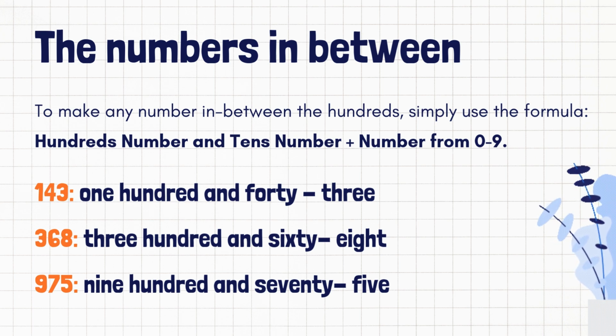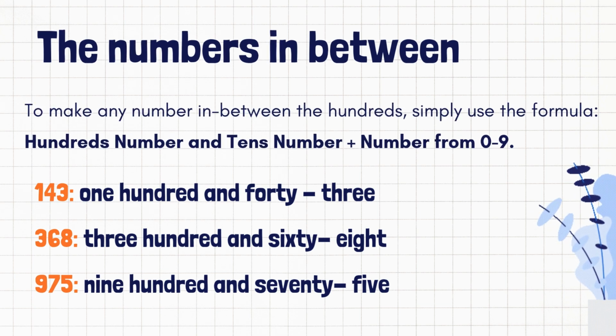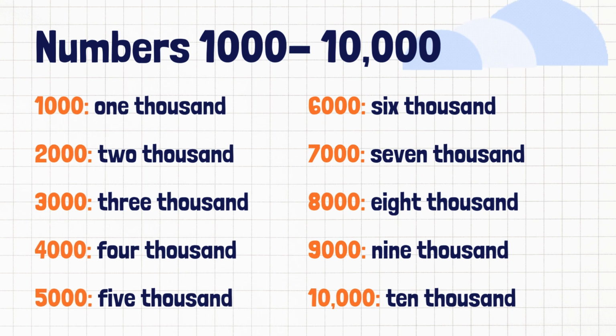143, 368, 975. Numbers 1000 to 10,000: 1,000, 2,000, 3,000, 4,000, 5,000, 6,000, 7,000, 8,000, 9,000, 10,000.